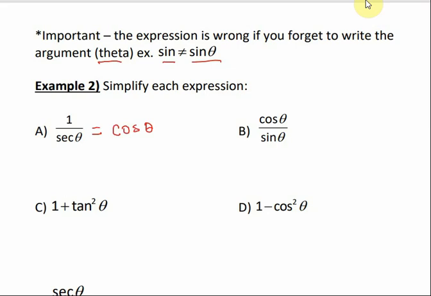All right, if we think about the quotient identities, cosine of theta divided by sine of theta would equal tangent of theta. So we're just trying to write it in a simpler form.